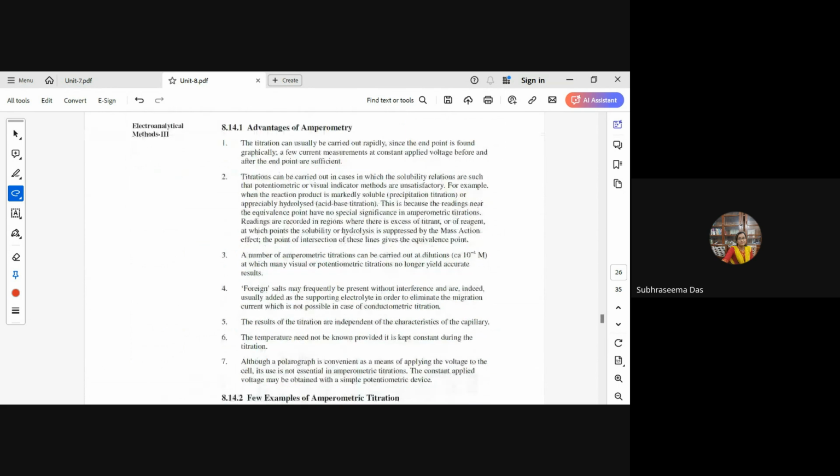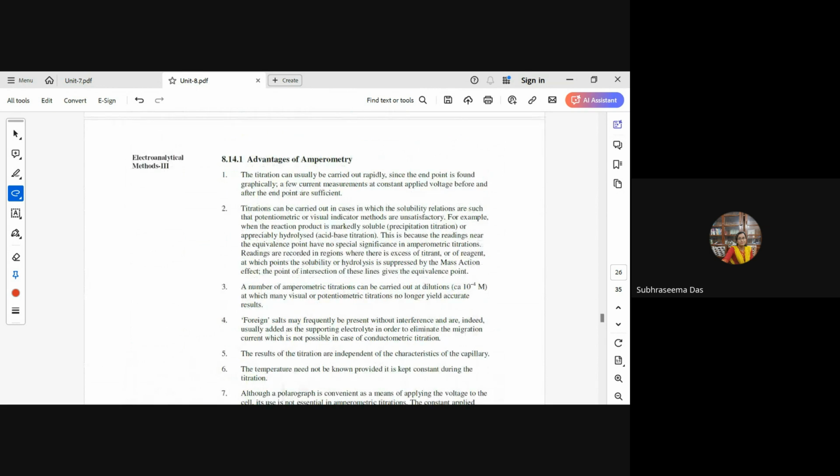So there are various advantages of amperometry. First, the titration can usually be carried out quite fast and the endpoint is found graphically. A few current measurements here and there and the endpoint are sufficient.